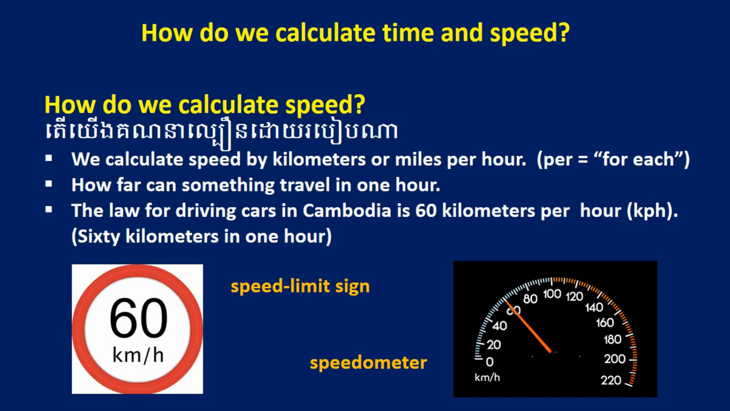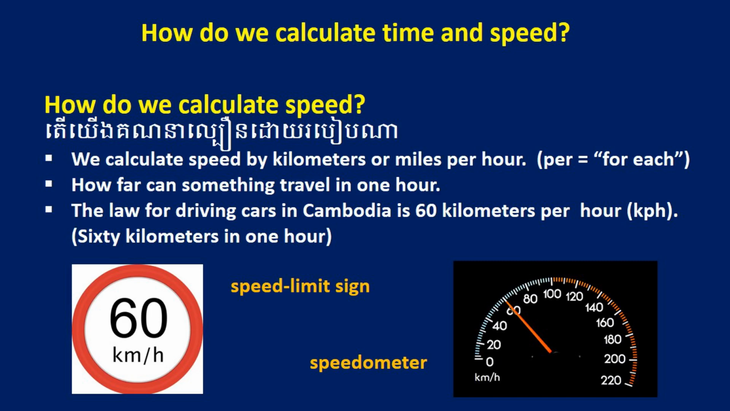How do we calculate time and speed? How do we calculate speed? We calculate speed by kilometers or miles per hour. Per equals for each. How far can something travel in 1 hour? The law for driving cars in Cambodia is 60 kilometers per hour. kph. Speed limit sign. Speedometer.